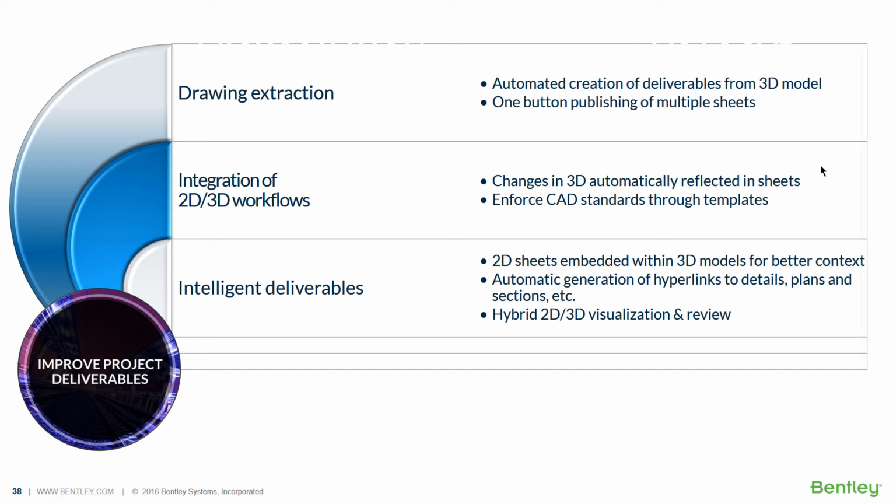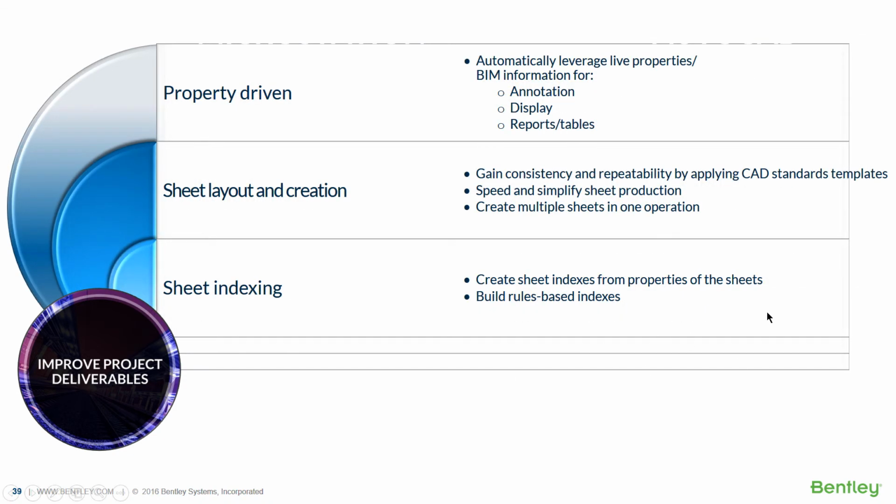Want to make sure that you don't have a disconnect between 3D and 2D. You can do one-button publishing of multiple sheets. You can do hundreds of them at a time. You can do it in a grid format or along a path, and all sorts of other options are available. Changes to 3D are automatically reflected in your sheets. You can enforce your standards here through the use of templates. All sorts of great stuff here. And you can do that hybrid 2D, 3D visualization for review. And it keeps on going from there.